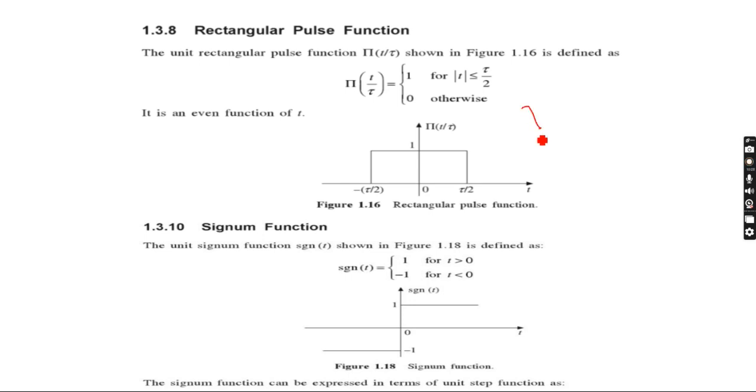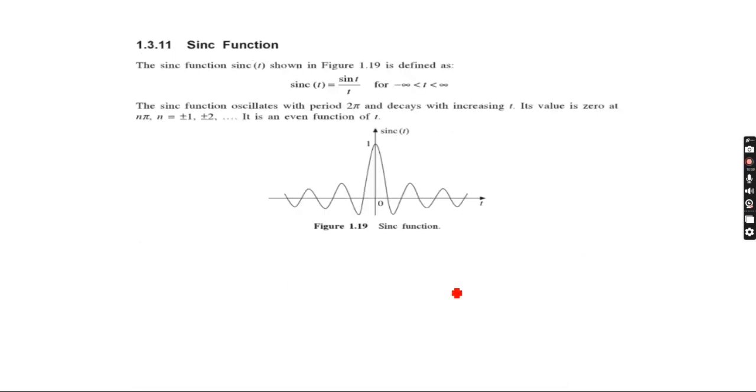Next, the rectangular pulse and the signum function. The signum function is very important. For positive values the amplitude equals 1, and for negative values the amplitude equals minus 1. Next, the sinc function, which is sin t by t. If you draw it for different values of t, the waveform appears like this. You can observe the maximum value at t equal to 0 here, and this is the minimum value. So this is all about the elementary signals concept.